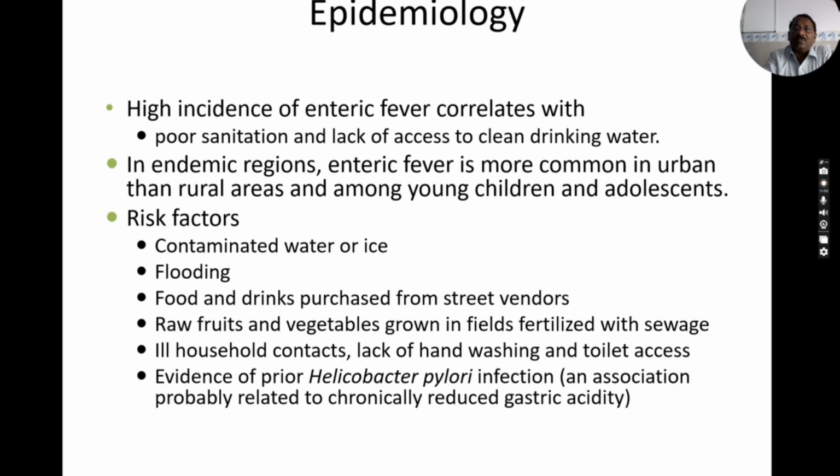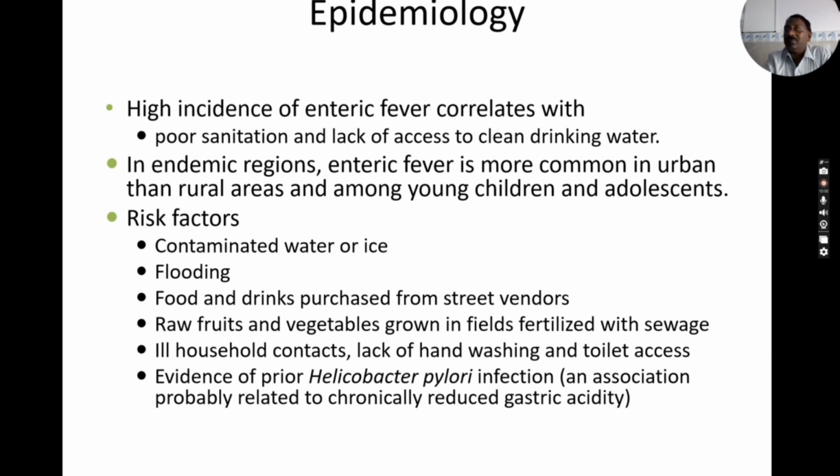In endemic regions, it is more common in urban than rural areas and among young children and adolescents. Why is it more common in the urban areas? Because of population aggregation. So in the bus stands, in the railway stations, in the airports, in the melas, in the malls, a lot of people gather there. So this is a reason for enteric fever being more common in the urban areas, and also no more rural. There is always urbanization of the rural areas. So I strongly feel that now it is common in both urban and rural areas.